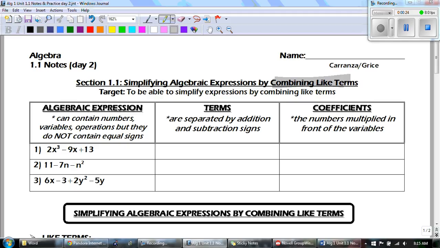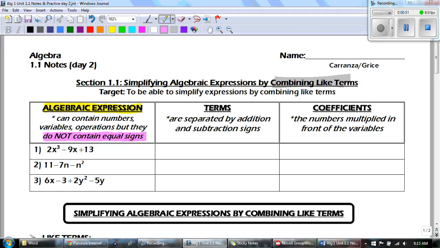A couple things that we have to talk about first are algebraic expressions. An algebraic expression can contain numbers, variables, and operations, but here's the key thing: they do not contain an equal sign. If you look at 1, 2, and 3 below that, there are no equal signs there.